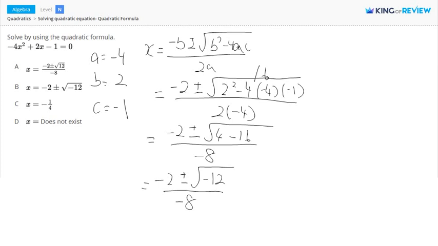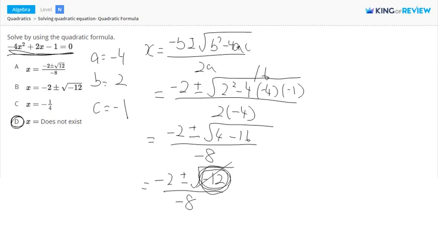Now, do we ever have a negative value in our square root? No, we don't. And therefore, the answer to this question is D. There cannot be an x value that would make sense for this equation.